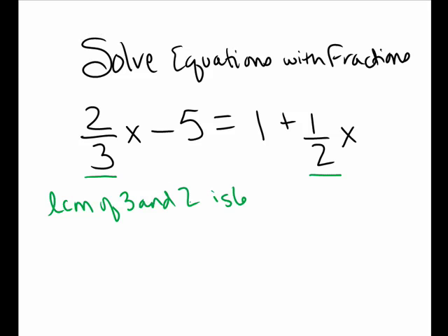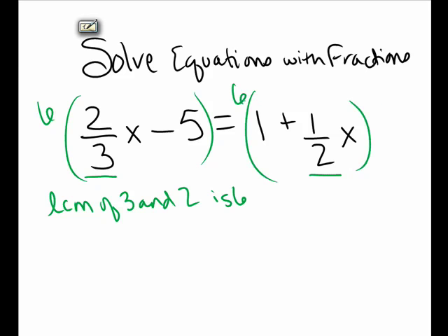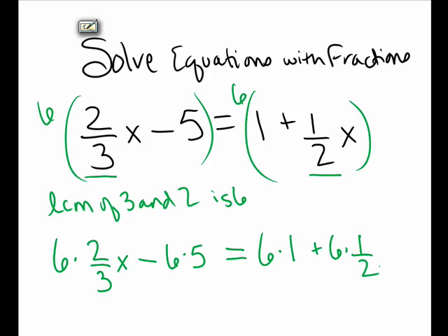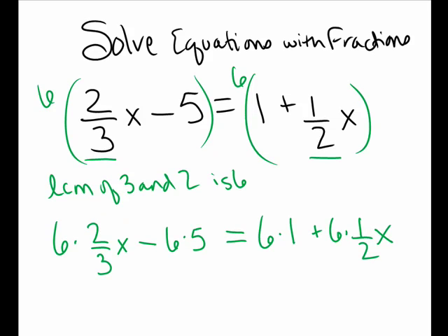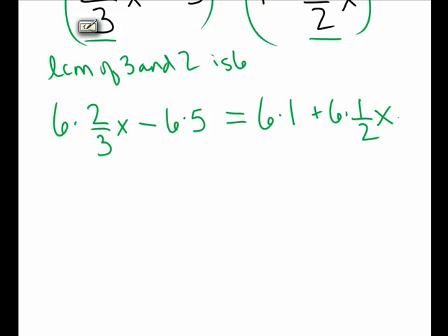And so I'm going to multiply the left side of the equation by 6, and I'm going to multiply the right side of the equation by 6. Now I can distribute the 6 to everything inside the parentheses. 6 times 2/3 minus 6 times 5 on the left, 6 times 1 plus 6 times 1/2 x on the right. I selected 6 because it is a common multiple of the 2 and the 3 in the denominator. So what should happen is that your denominators will now cancel out. 3 multiplies into 6 twice.